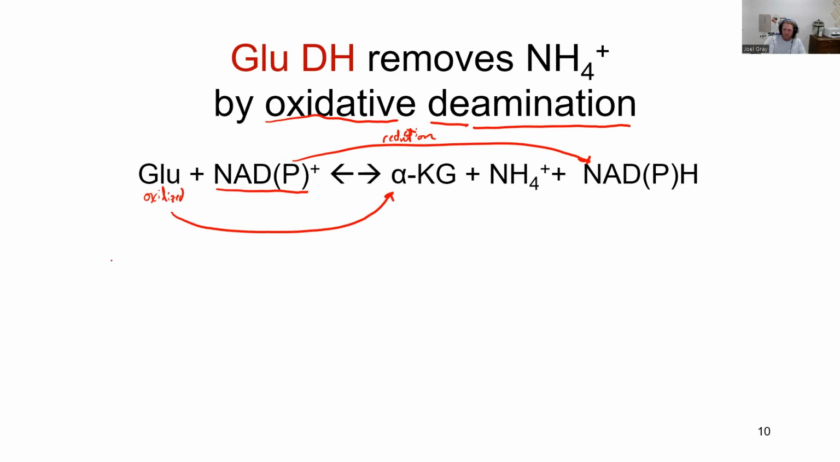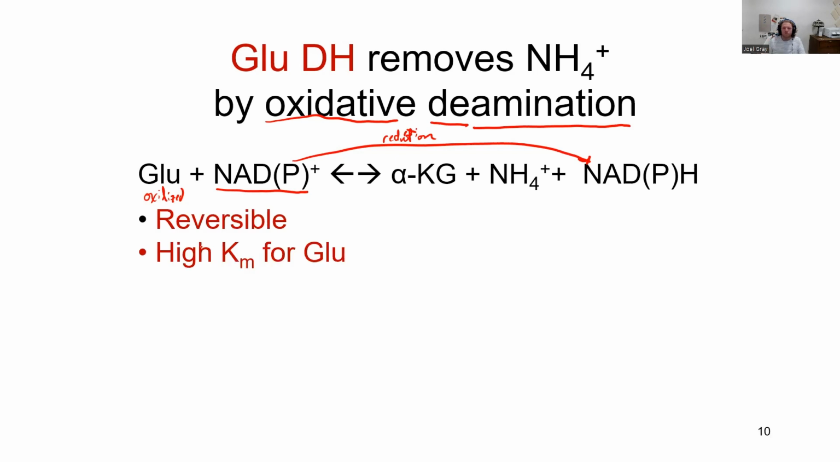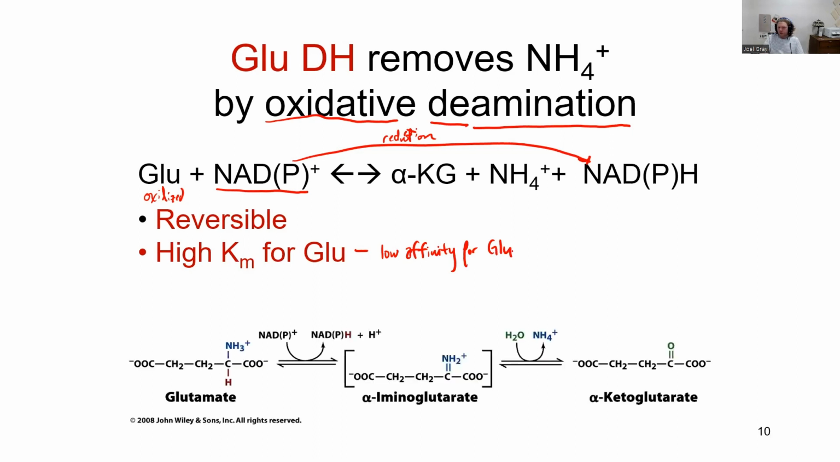Okay, now a little bit more about our enzyme that we're going to be discussing and dissecting here. Glutamate dehydrogenase is a reversible reaction. This is a reversible reaction that has a very high Km for glutamate, which means, in other words, low affinity for GLU. Now, what this reaction looks like is this right here.